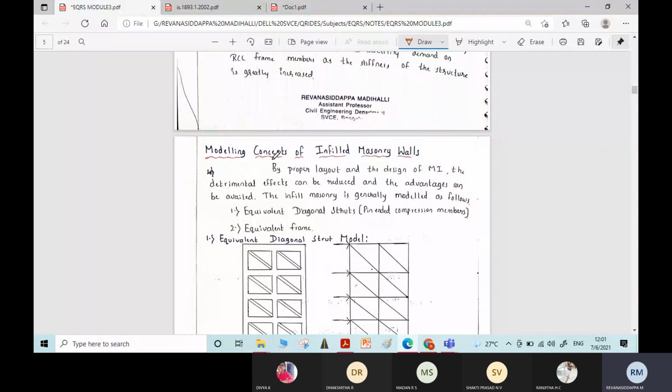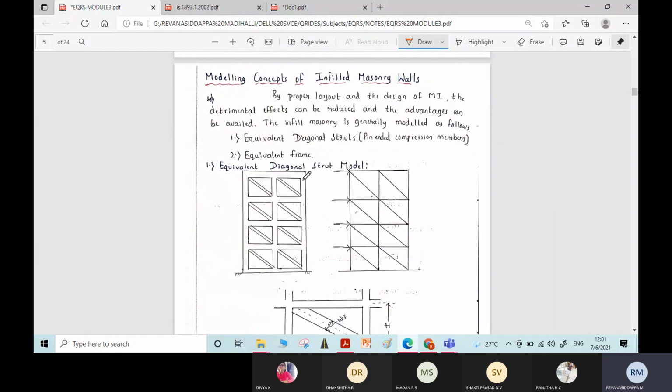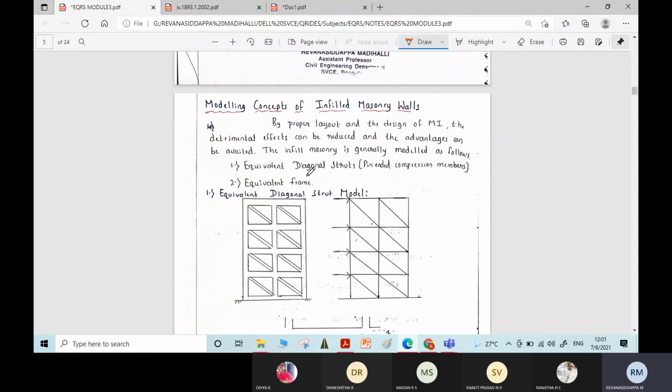The modeling concept of infill masonry walls is this. Just by taking the wall properties as they are, we will form an equivalent model for the purpose of earthquake analysis. Whatever the behavior or contribution of the walls is, for that we will prepare an equivalent model. That equivalent model may be in terms of diagonal struts or equivalent frame.